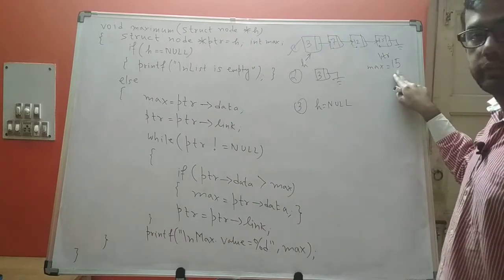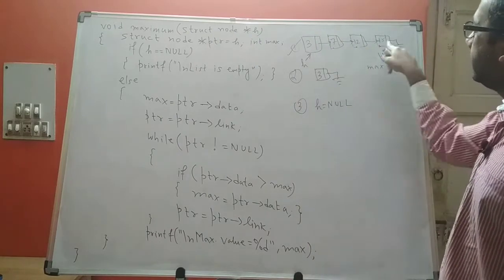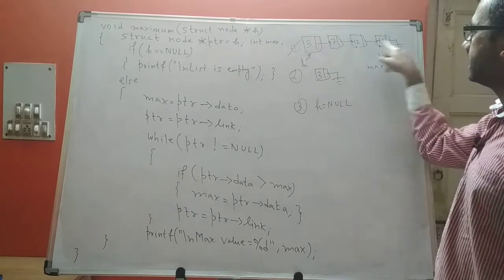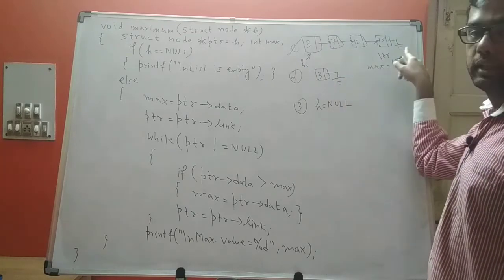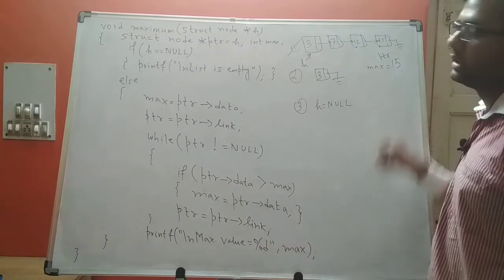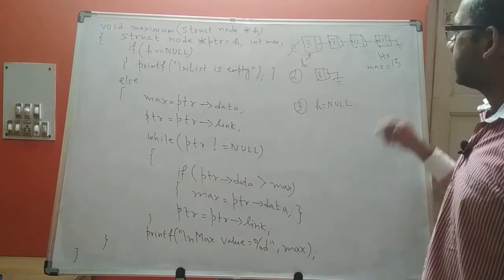What is the maximum value? 15. Now look at this list. Indeed, the maximum value is 15. The maximum value from this list, you can see it visually that the maximum value is 15 and the function also returned a value of 15. So I guess scenario 1 was understood.